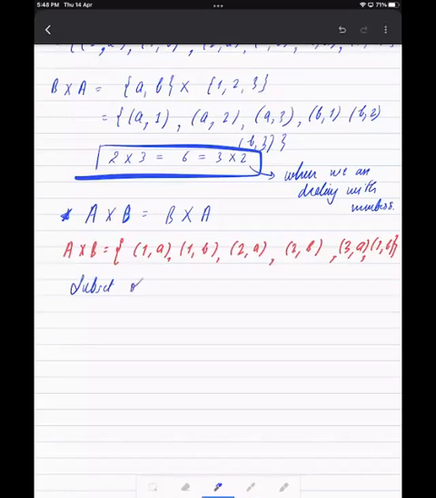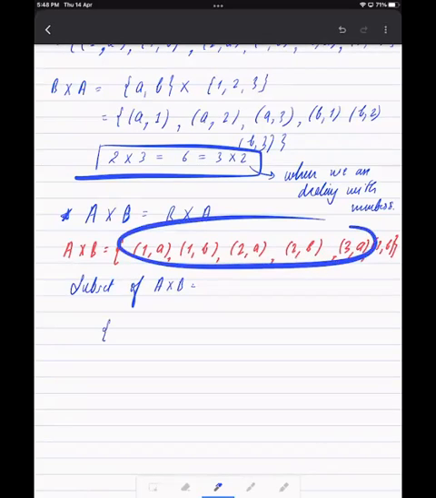Subset of A cross B. Again, subset means it's your choice. Without any restriction, you can choose any number of elements from this set and put them in a set. That will become a subset of A cross B, and we denote it with this symbol.